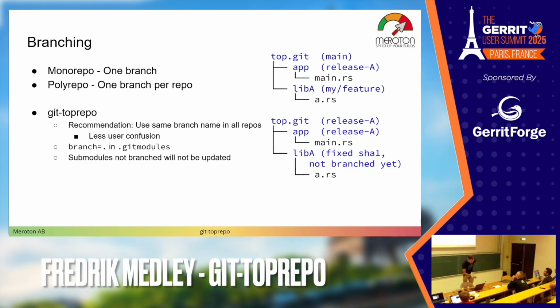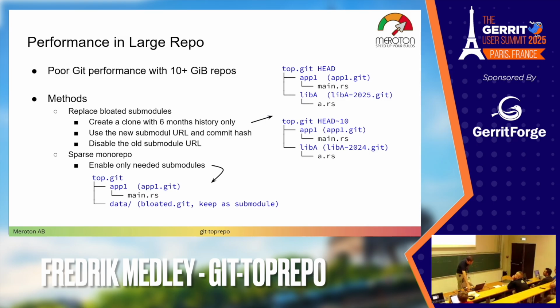So branching, well, one branch. So I'm now going through those smileys that were not just green everywhere. With git-toprepo, the recommendation is to use the same branch name in all the repositories, for less user confusion. And if you skip branching in one of the submodules, Gerrit will just stop bumping that submodule, so that's kind of easy. It will just stay on the same revision.